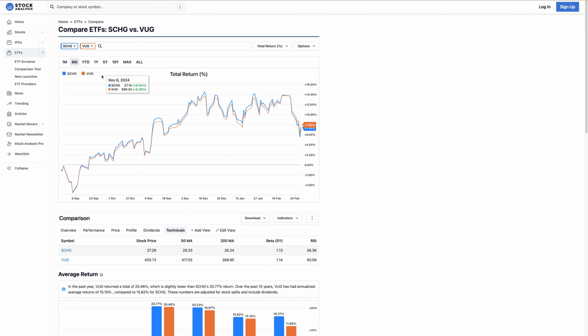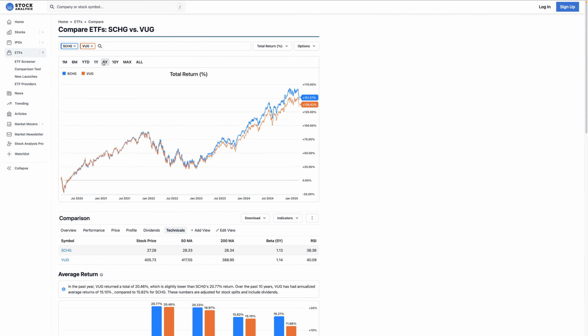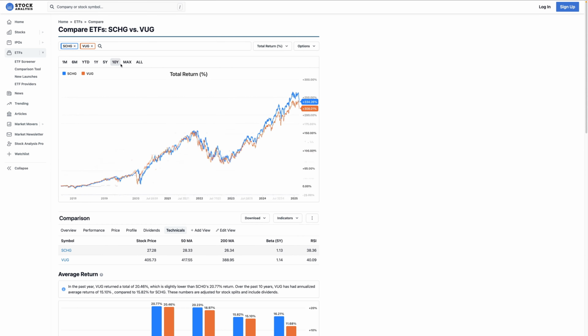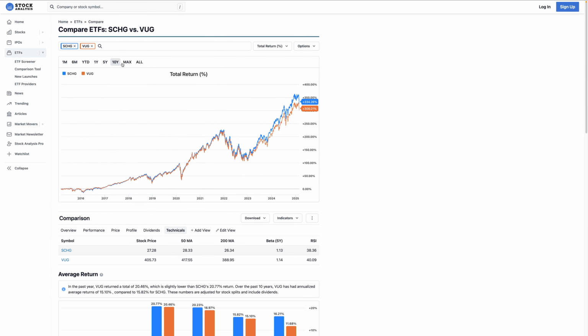We can look at year to date and it's quite different, right? Let's look at the 1 year. Interesting again. And the 5 year, we can start seeing a pattern here. Now, remember, like they always say, past performance is not indicative of future performance, but it's something to keep in mind as these two ETFs are so incredibly close to each other.